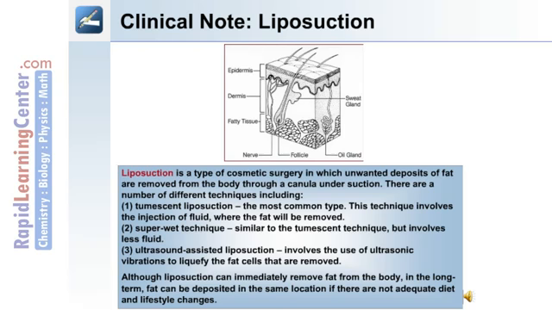The third type is ultrasound assisted liposuction. This involves the use of ultrasonic vibrations to liquefy the fat cells that are then removed. Although liposuction can immediately remove fat from the body, in the long term, fat can be deposited in the same location if there are not adequate diet and lifestyle changes.